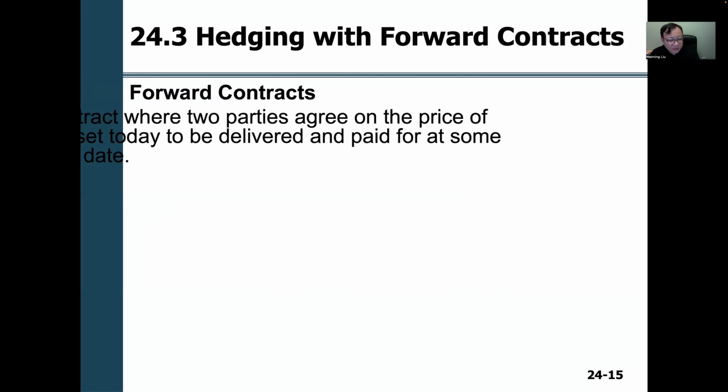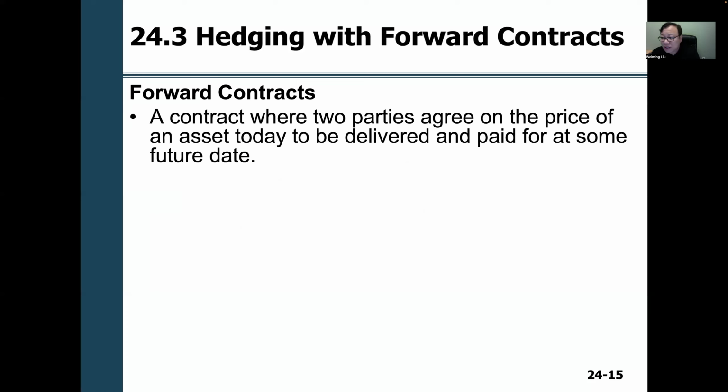Forward contracts. A forward contract is a contract where two parties agree on the price of an asset today, to be delivered and paid for on some future date. So the two parties are going to do business at a future date, but instead of waiting until the future date to know the price, they want to predetermine the price and set it fixed today. That's called a forward contract. So they define a future price for a transaction in the future.